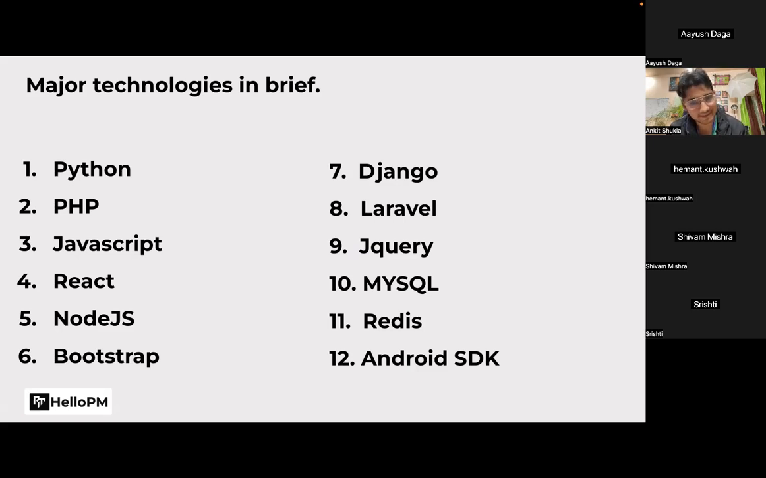So you can store data with MySQL as well, which is rows and columns, and you can put the most used, most frequently accessed data into cache, and Redis is a software that is going to help you out. And then we have Android SDK. Android is an operating system.